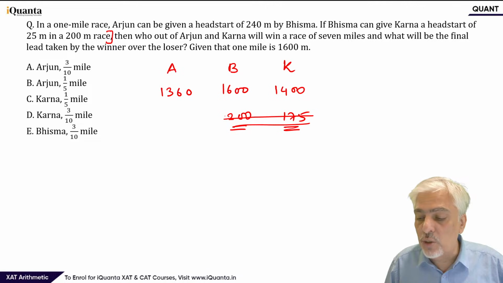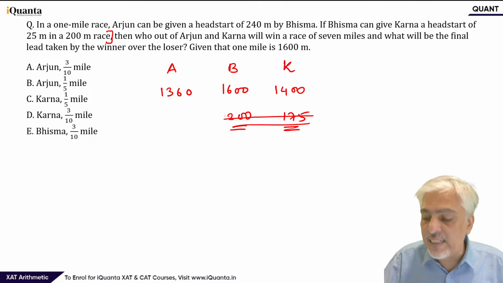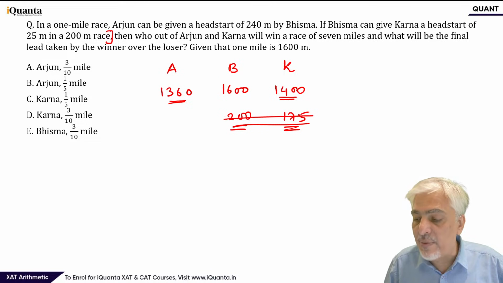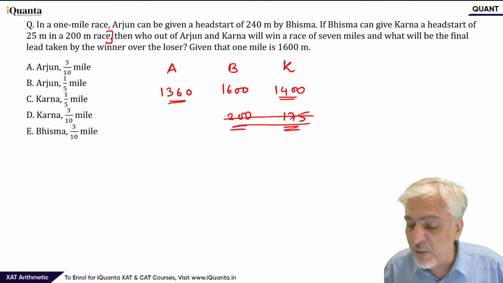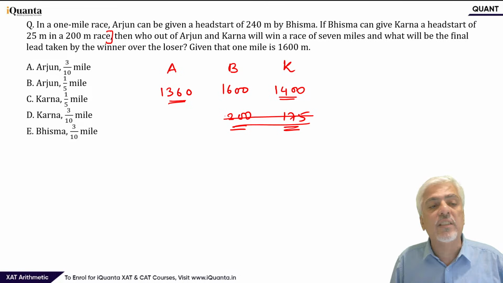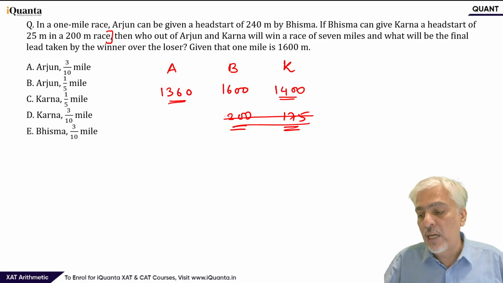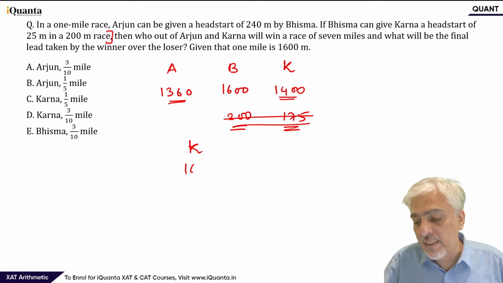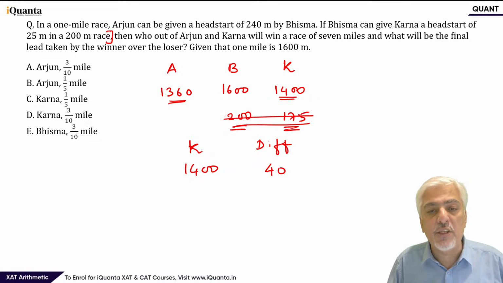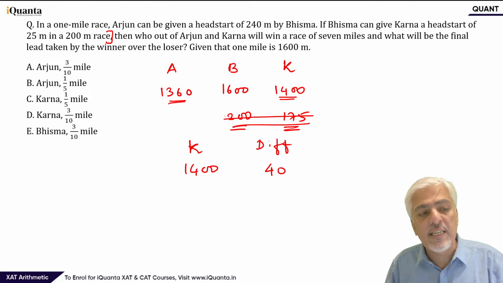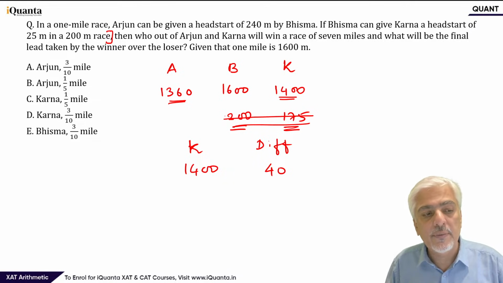Then who out of Arjun and Karna will win? You can see clearly Karna is faster and will win a race of 7 miles. And what will be the final lead by the winner over the loser? Now pay attention. When Karna runs 1400, the difference between them is 40. Because they've asked only for the difference, I'm going directly for the difference.